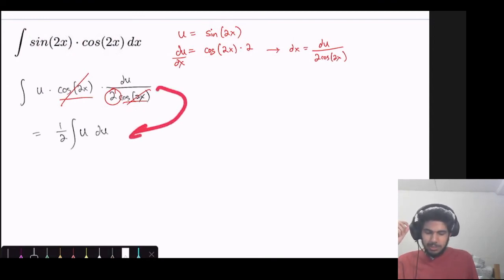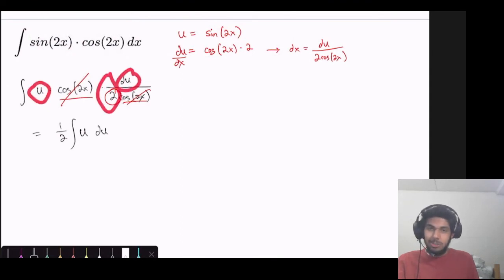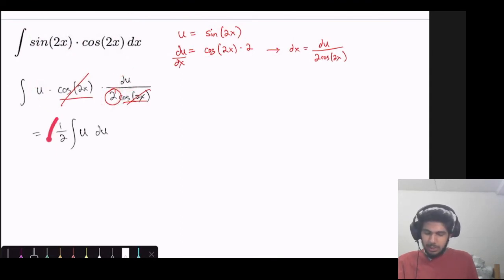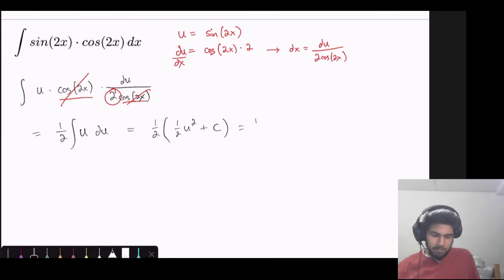So hopefully these two steps make sense. All we did was cancel these. We're left with u times du over 2, which is equal to u times 1/2 times du. And this 1/2 just comes out front. So 1/2 times the integral of u times du. Okay? This is equal to 1/2 times 1/2 u squared, power rule, plus c. This is 1/4 u squared plus c.